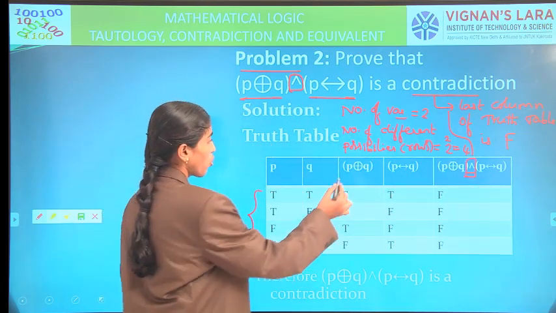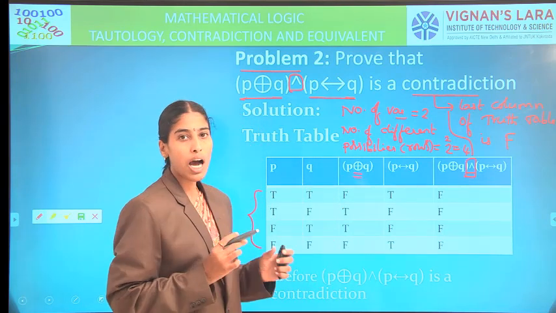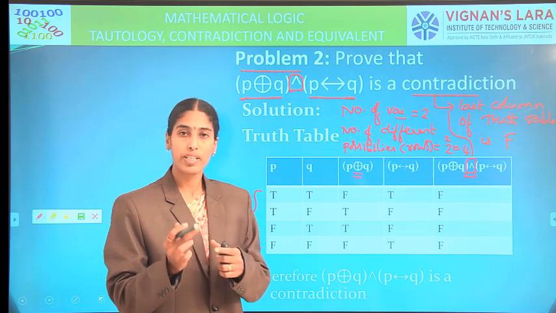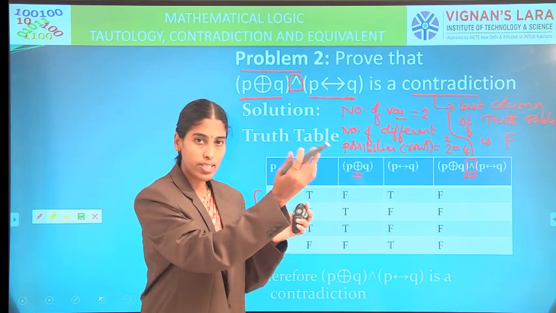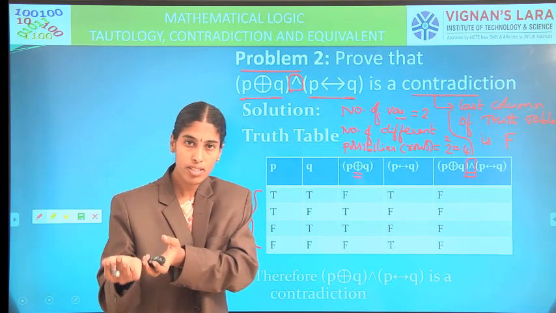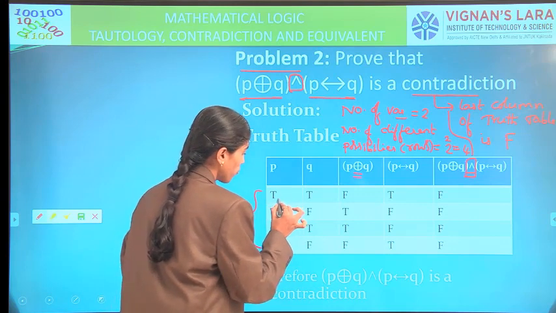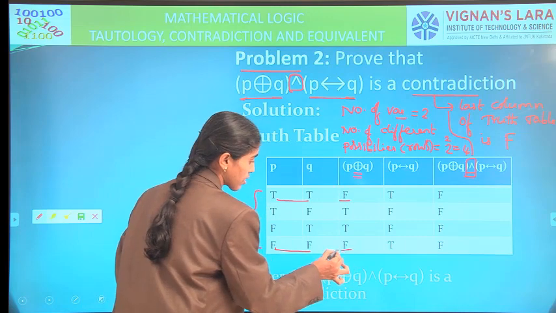Right? So exclusive OR means that if any one is true, the other one is false, then the result is true. If both are true, the result is false. If both are false, the result is false.